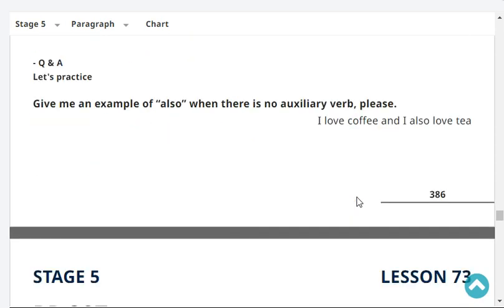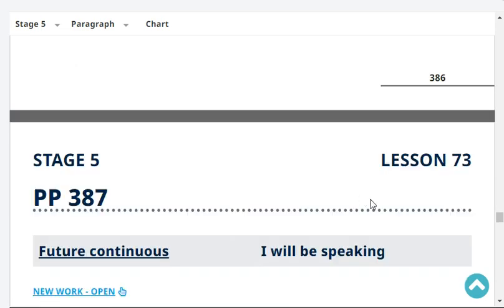Give me an example of the word also when there is no auxiliary verb, please. I love coffee and I also love tea. Very good. Okay, so that's the end of our revision.